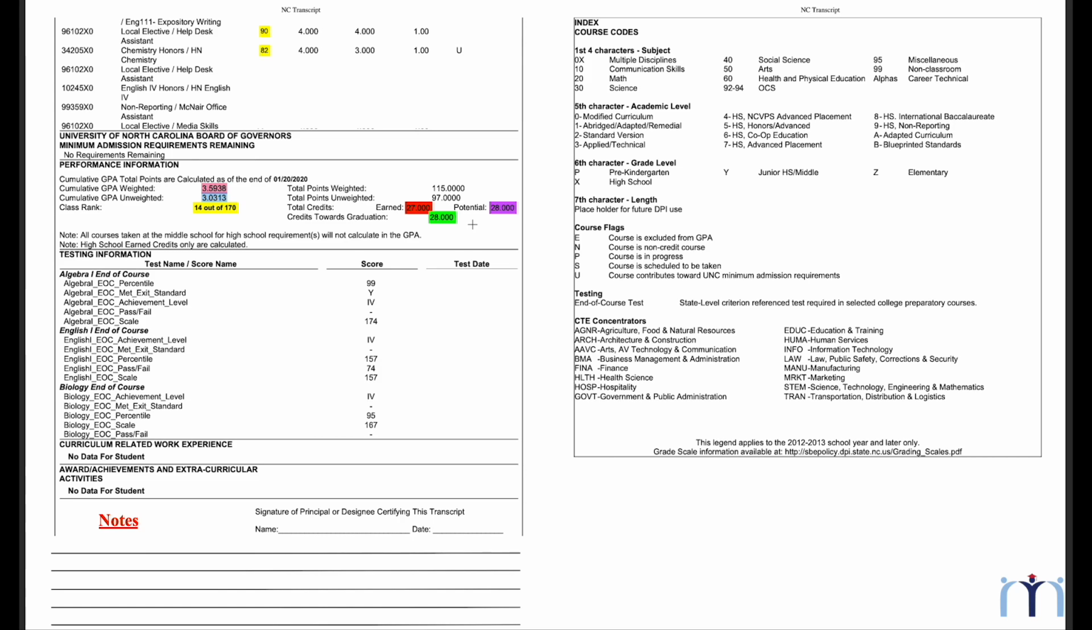Underneath this information, there is testing information. Here's where you will find your EOC, or end of course, test results. If you look here, this student in Algebra 1 end of course, on the third line in, you'll see a Roman numeral. These classes are ranked in Roman numerals 1 through 4, 4 being the highest. So this student made a 4 on Algebra 1. You can see on English 1 they had a 4 on that exam, and in Biology they made a 4 on that exam as well.